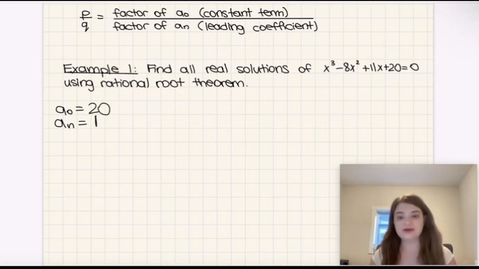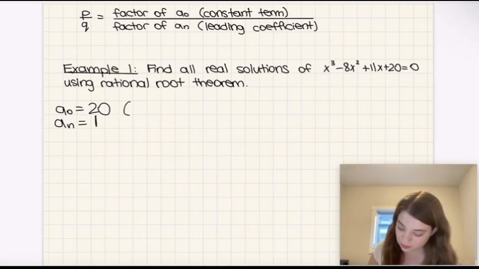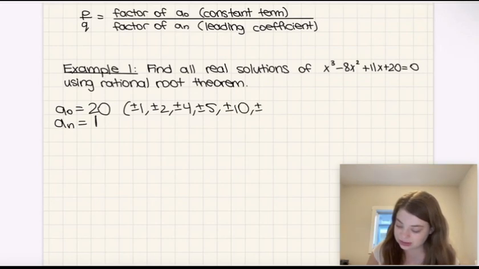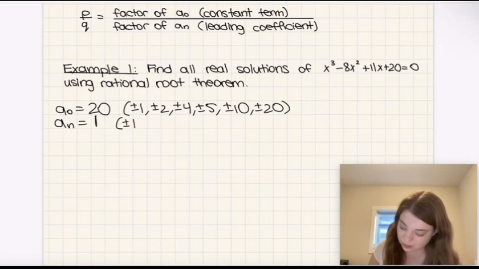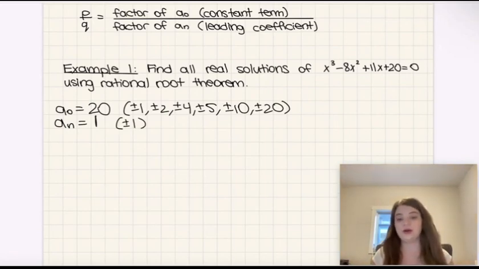Then what I need to do is find all the factors. So just in brackets, I'm going to put all the factors for both of these. For 20, we have plus or minus 1, plus or minus 2. 3 would not work, so we'll skip that one, but plus or minus 4 would. Plus or minus 5, plus or minus 10, and plus or minus 20. Then we have our leading coefficient, and that's just going to be plus or minus 1, right? 1 and negative 1 are the only factors of 1, and so we're good to just stop there.